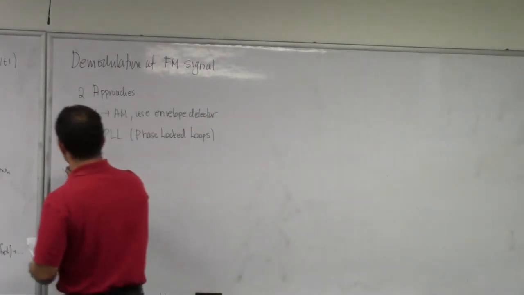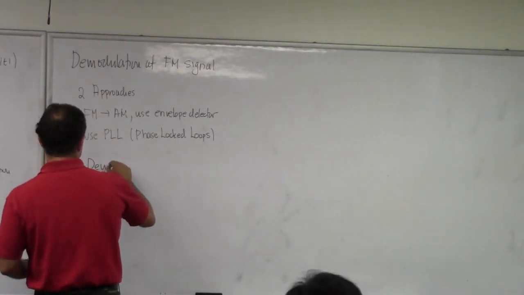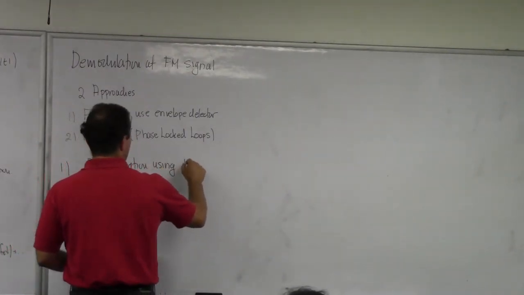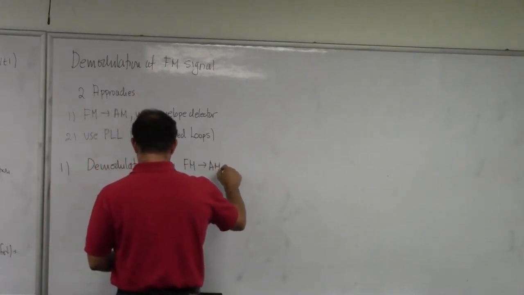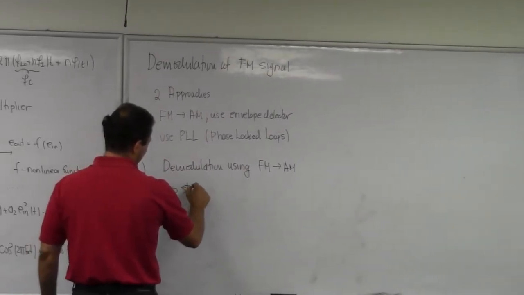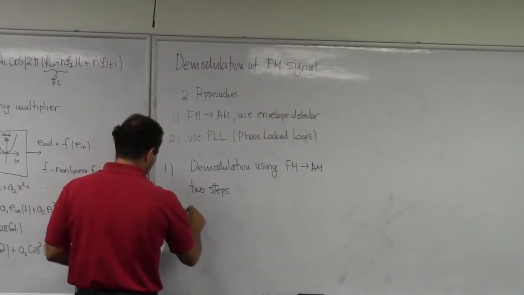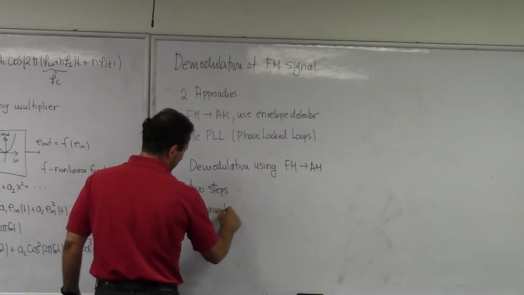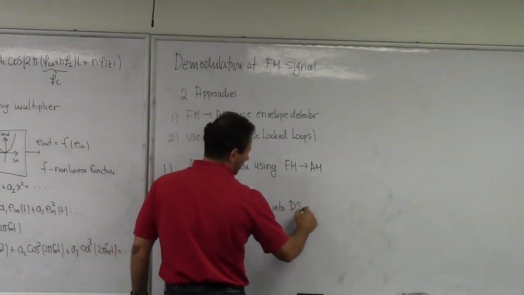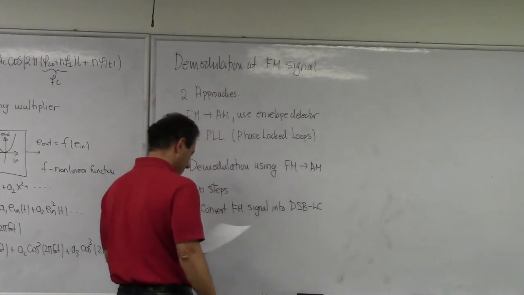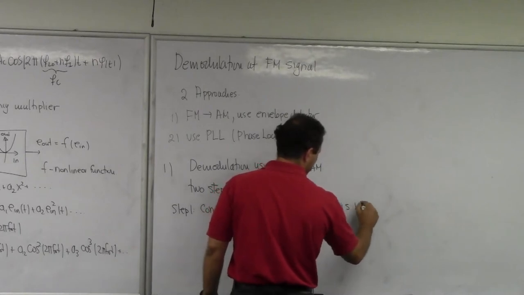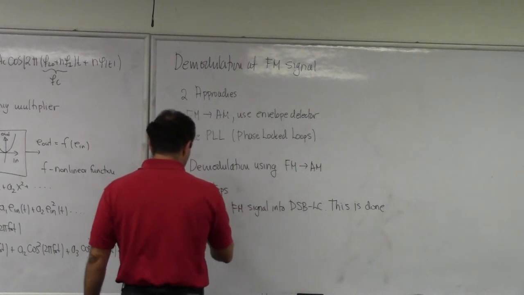So the first one, demodulation of FM into AM. Now, this one has two steps. Step one is convert FM signal into double sideband large carrier. And this is done through a device or through a block.